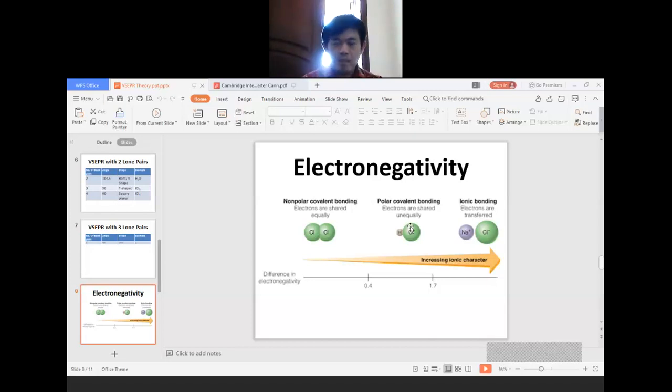And then do we need to know the value of the electronegativity? In A level, we do not need to know, because we know the trend from left to right. And then in ionic bonding, it is very obvious that electrons are being transferred. If electrons are being transferred, the electronegativity difference is huge.